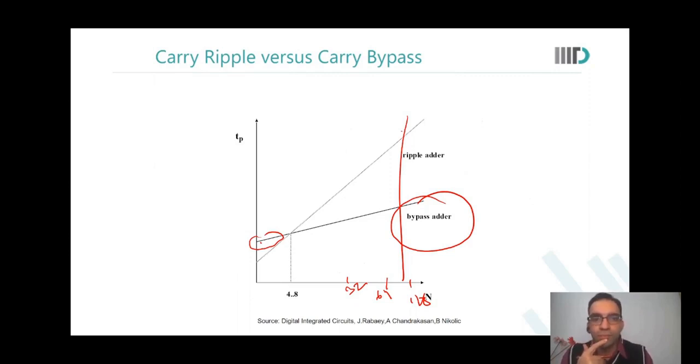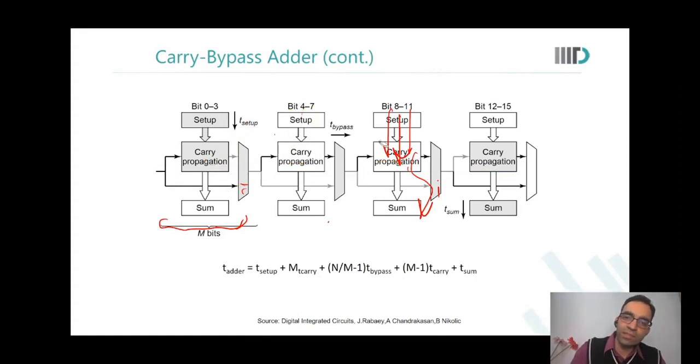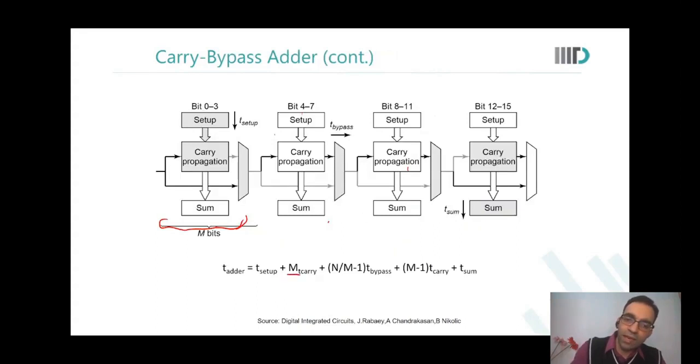Ranjit, you have a question? Yes, sir, in the previous slide. Sir, I understood how we get the T setup, M times the T carry plus N by M minus 1 times the T bypass. But why once again we have M minus 1 times the T carry, sir? This one I didn't understand. Okay, so wait, let me show. The variables are different. थोड़ा सा ध्यान से देखो. This variable is M T carry, and this variable is M minus 1 into T carry.